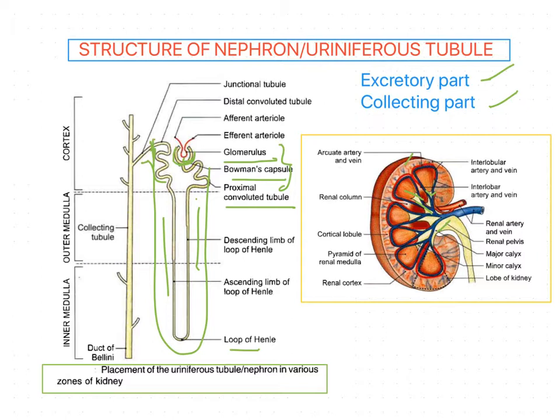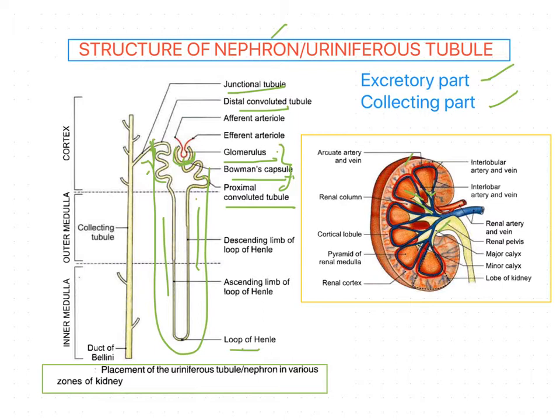After that we get a junctional tubule, which is not considered part of the excretory part. So the excretory part consists of the glomerulus and Bowman's capsule, all together called the Malpighian corpuscle or renal corpuscle. Next is the renal tubule, which includes the proximal convoluted tubule, loop of Henle, and the distal convoluted tubule. These are all the parts of the excretory part of the nephron.